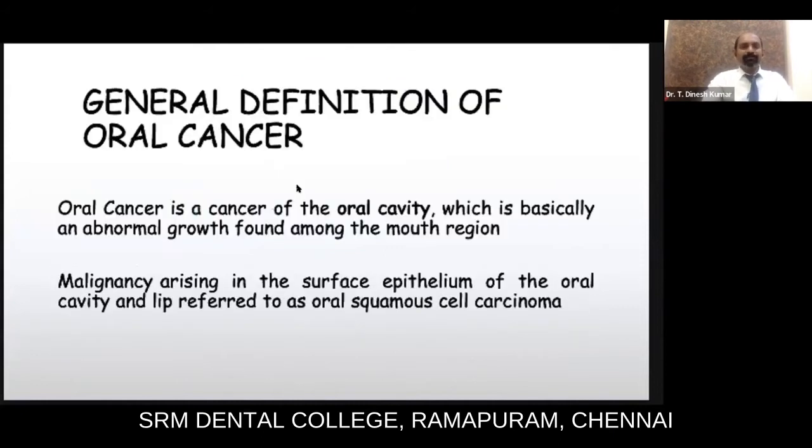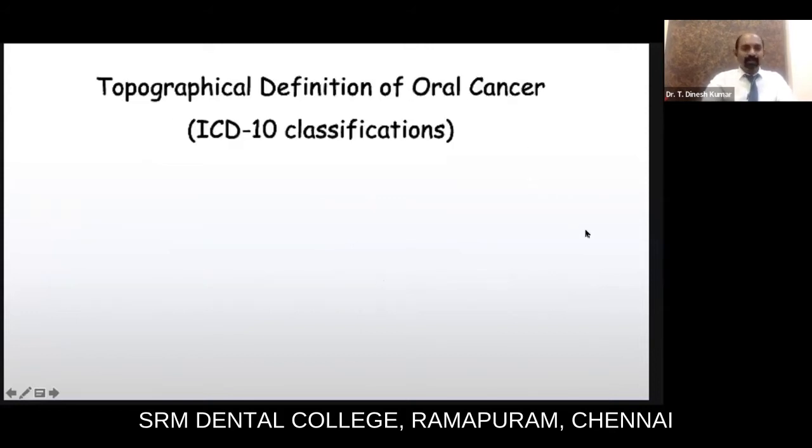Coming on to the general definition of oral cancer. Oral cancer is a cancer occurring in the oral cavity, which is basically an abnormal growth found in the mouth region. So malignancy which is occurring inside the oral cavity and affects the mucosa is what is called oral squamous cell carcinoma. What you should understand is that the term oral cancer is an umbrella term, which means it includes all the cancers which occur inside the oral cavity, out of which the major one is oral squamous cell carcinoma.